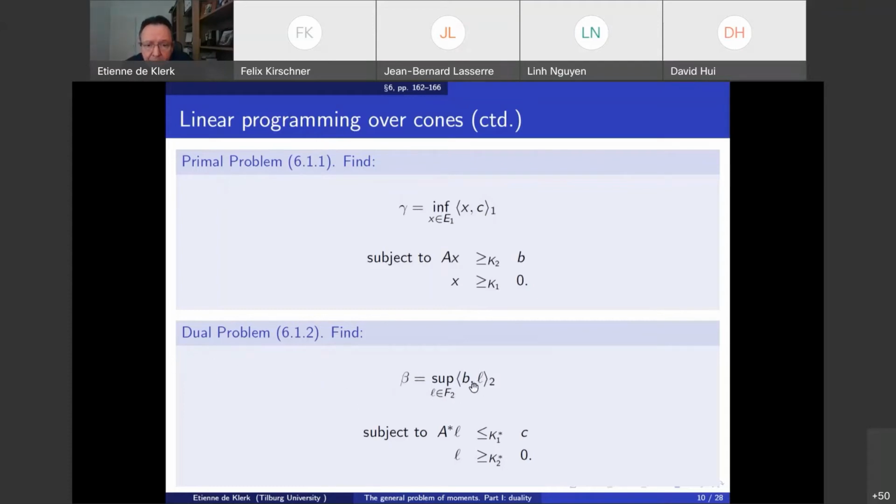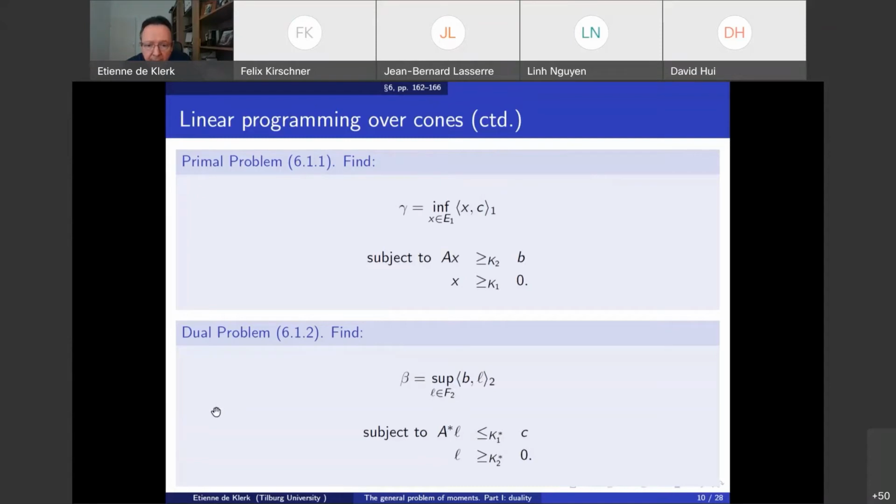Here the objective function is the duality evaluated at B and L. If we look at the duality 2, the first argument comes from E2, so B is a vector in E2, and then L must be a vector in F2 as shown here, just for it to be defined. Then we have constraints: C minus the adjoint times L must belong to the cone K1 star, and L must belong to the cone K2 star.